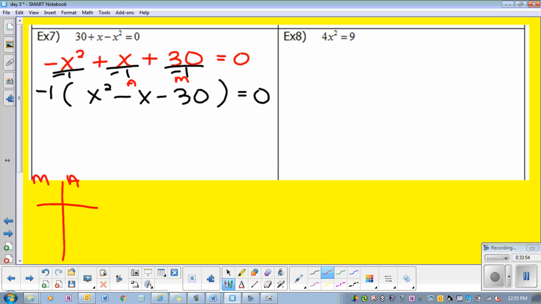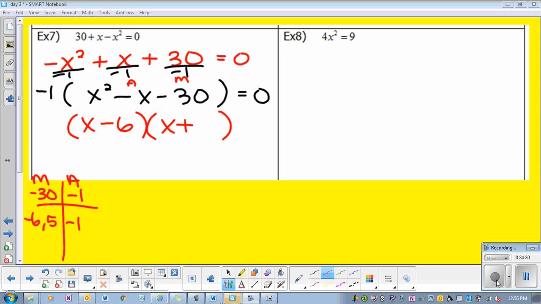This is a plain old x squared, so two numbers that multiply to give me negative 30 and add to negative 1. What are they? Negative 6 and 5. You can go straight into your double parentheses because that was just a plain old x squared. So, all right, double parentheses, x minus 6, x plus 5. Don't forget to bring down your GCF equal to 0.